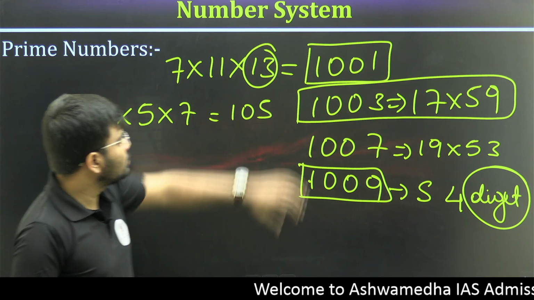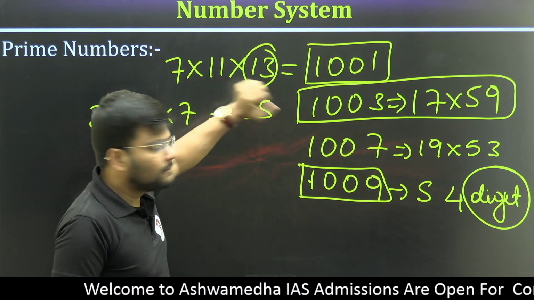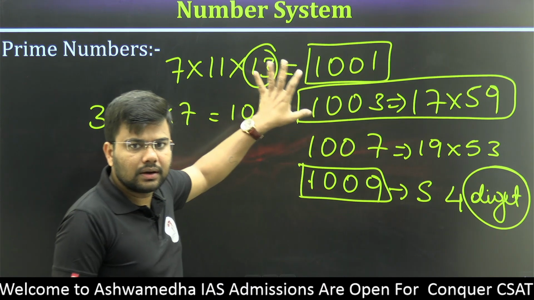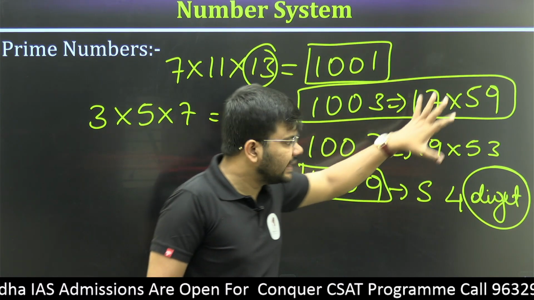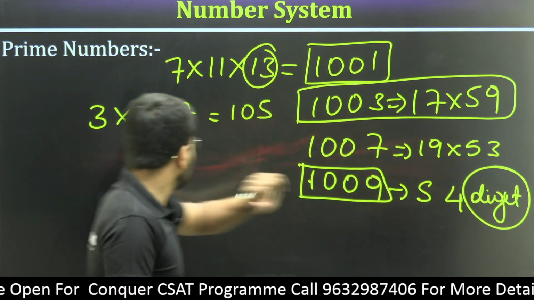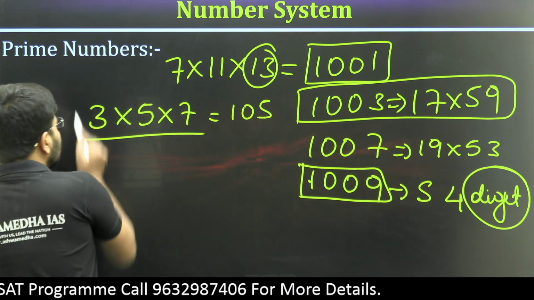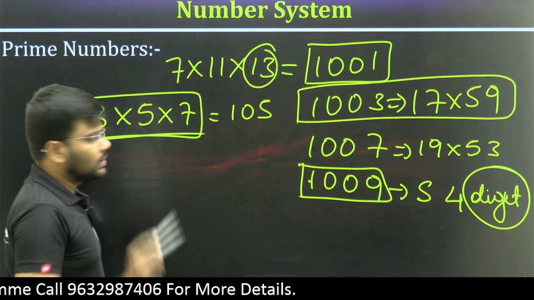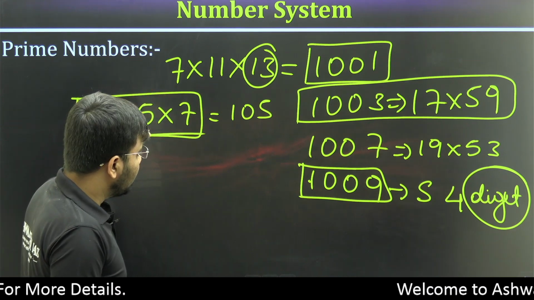So now we have understood 1001. The factors of 1001 are 7 into 11 into 13. 1003 is a product of 17 and 59. And 1007 is the product of 19 and 53. And 1009 is the smallest 4-digit prime number. And the product of 3 into 5 into 7 is 105. And these three are the consecutive odd prime numbers. I hope you have understood everything. These themes you should be knowing properly.